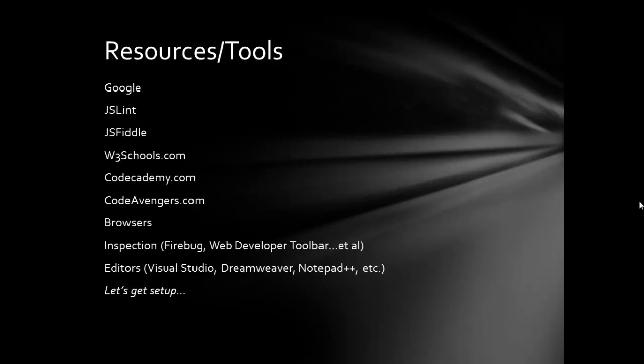Tools that are called inspection tools, like Firebug, or there's built-in native inspection tools in Chrome and Firefox, or the Web Developer Toolbar, and there's others. How do we use those tools to debug our code to figure out what it's doing and where the problem may lie? So I'll show you that. If you use Chrome or Firefox, you have inspectors already built into those. So we'll show you how to use those.